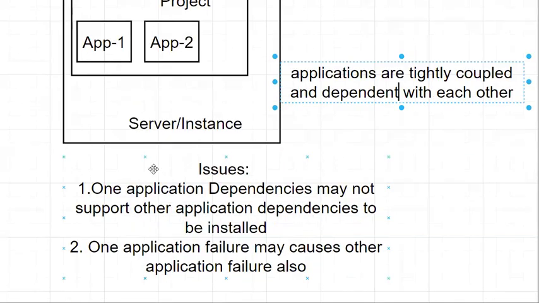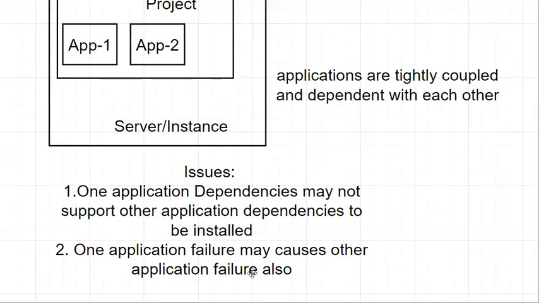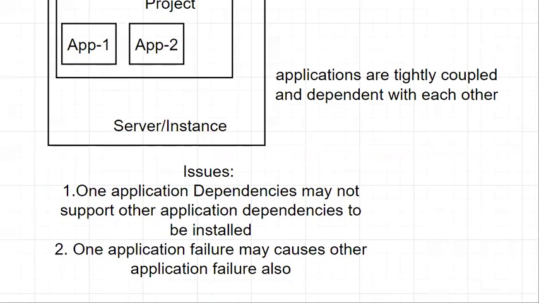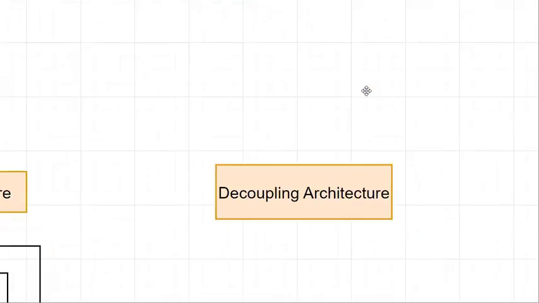And one application's dependencies may also not support another application's dependencies. The application dependencies which are installed first may block the installation of other application dependencies, or they may delete the other application dependencies in order to install that particular application's dependencies. Now, in order to overcome this issue, we come up with a solution.